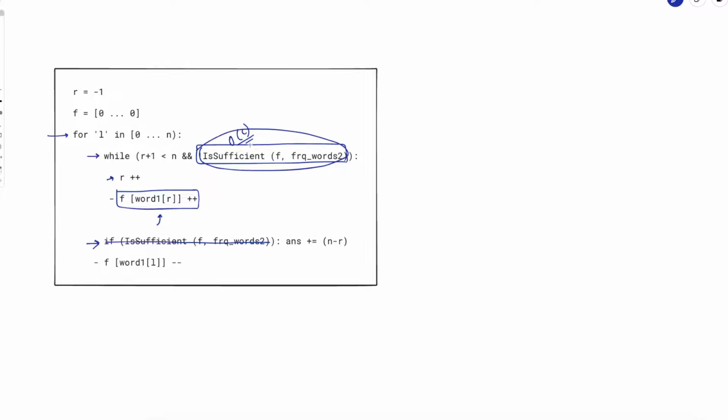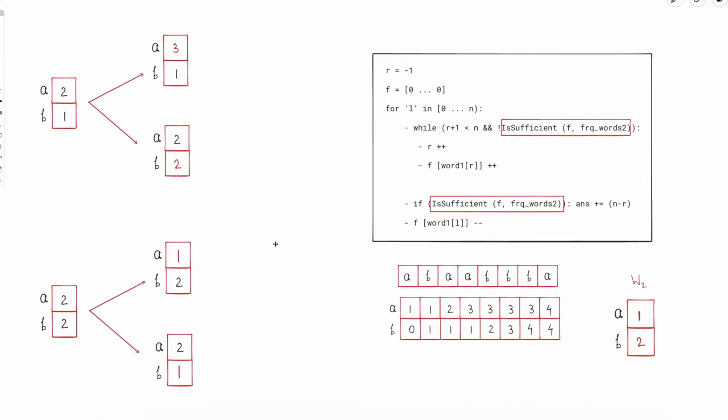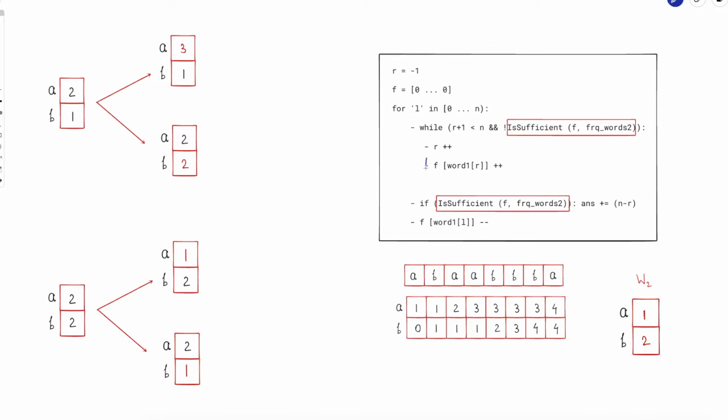So this will simply reduce from order C to order 1 if you are able to reuse whatever the decision for all the previous characters were. If you're able to reuse that in some form, you will be good. So how to reuse that is the question. There are two parts where we are changing the frequency. First this and second this. So only these two parts have the power to change the value of IsSufficient function, right?